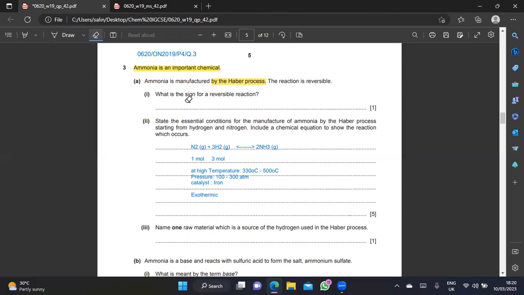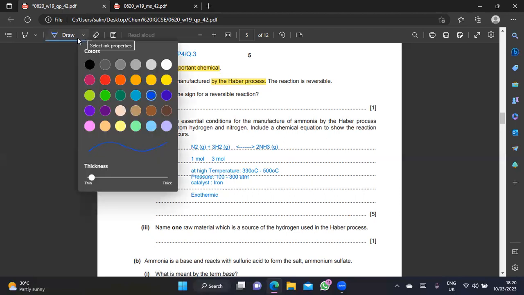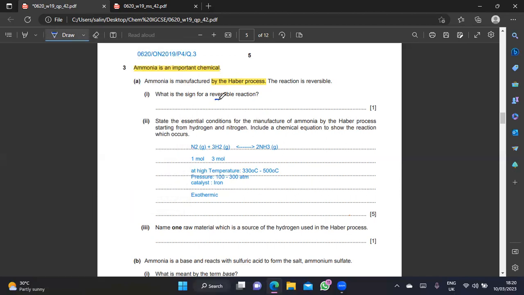What is the sign for a reversible reaction? So this is so easy. I think they're just giving you free marks here. So reversible is just half arrow forward, half arrow backward. It's not that easy for me to write on the screen. So that is actually for 1 mark. So that is reversible. Now let's have a look at part 2.